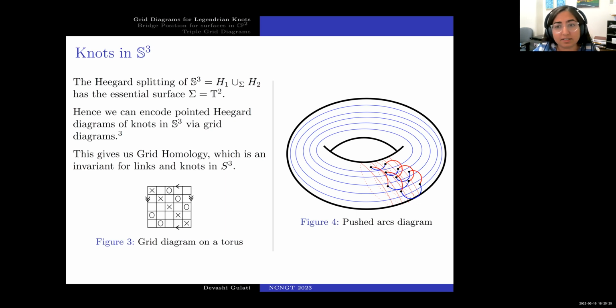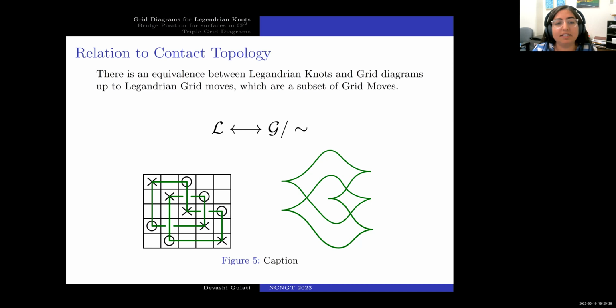How does this relate to contact topology? Well, there is an equivalence between Legendre knots and grid diagrams up to Legendre grid moves, which are a subset of grid moves. How do we obtain a Legendre projection from a grid diagram? So on the left, we have the grid diagram for a trefoil. To obtain the Legendre projection, you turn the diagram 45 degrees to avoid vertical tangencies, smooth the northwest and southeast corners, and cuspify the northeast and the southwest corners, and reverse the crossings.